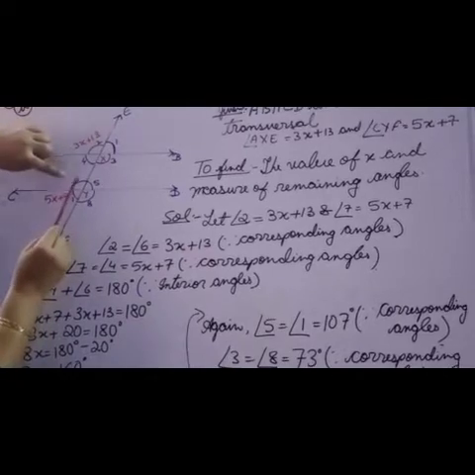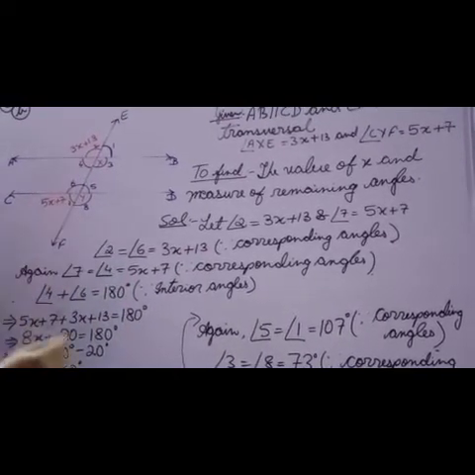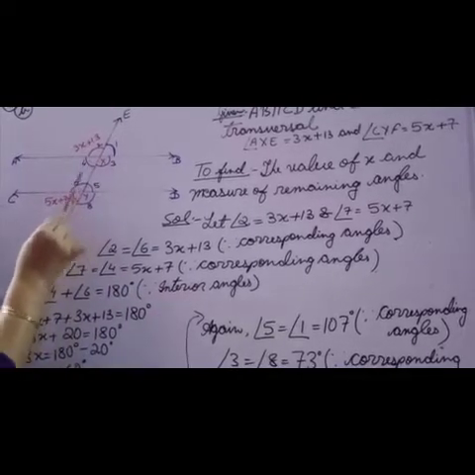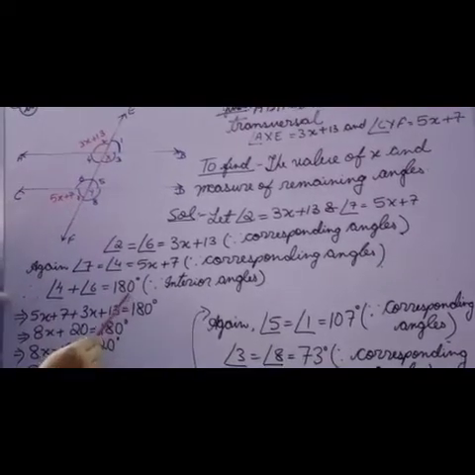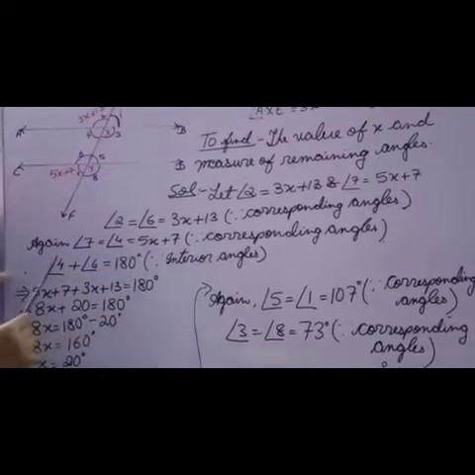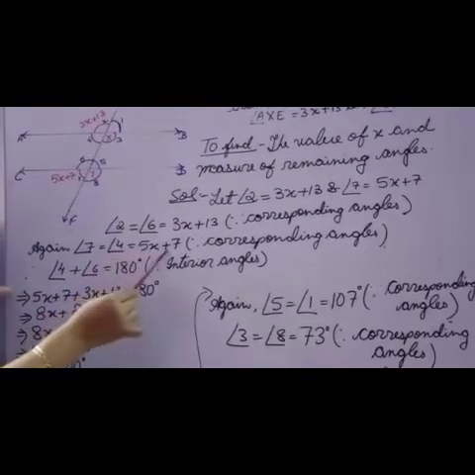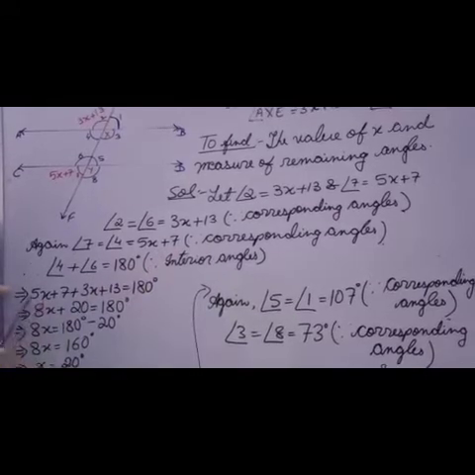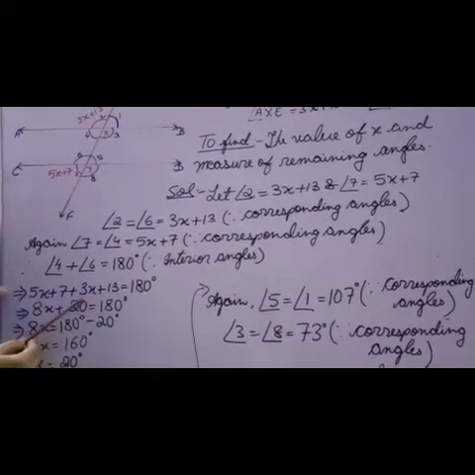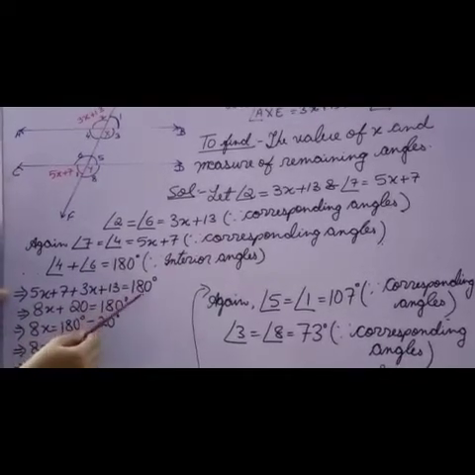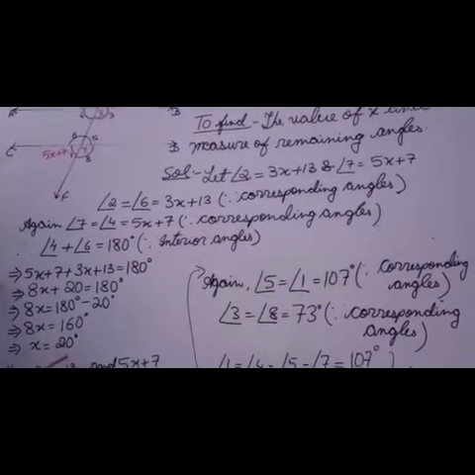Now this angle plus this angle is equals to 180 degree. Why children? Because of the property: interior angles on the same side of the transversal are equal to 180 degree, that is supplementary. Now put the value of angle 4. What is the value of angle 4? It is equals to 5x plus 7. So I have put the value here. Again angle 6 is equals to 3x plus 13. So I have put the values here. And now I will add it. When I add it children, I will get x is equals to 20 degree.